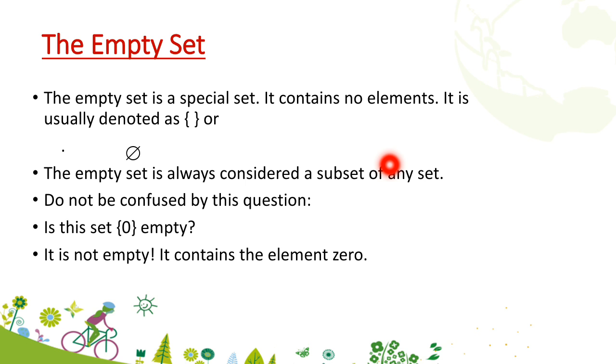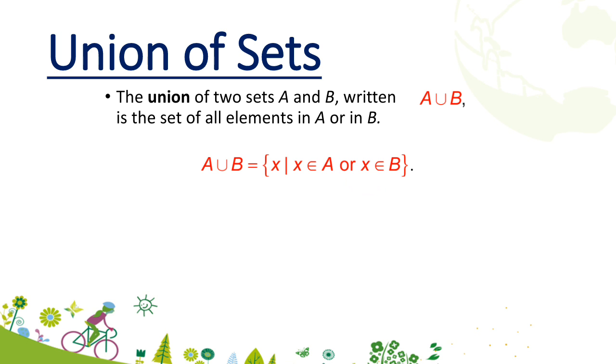The next one is the empty set. The empty set is a special set. It contains no element. It is usually denoted with curly brackets with no element, or you can denote it with this symbol which is known as phi. The empty set is always considered a subset of any set.